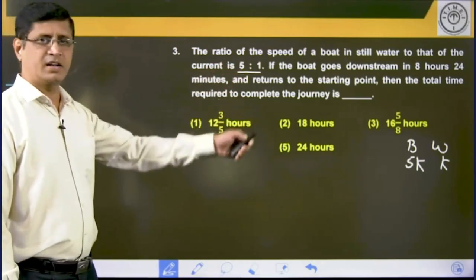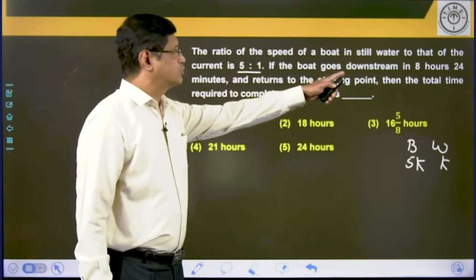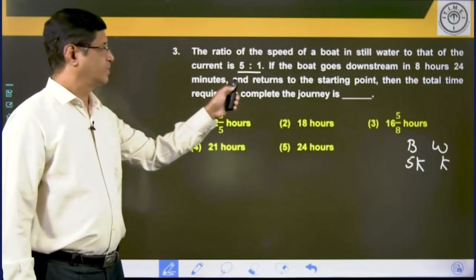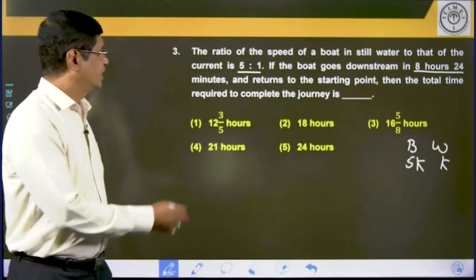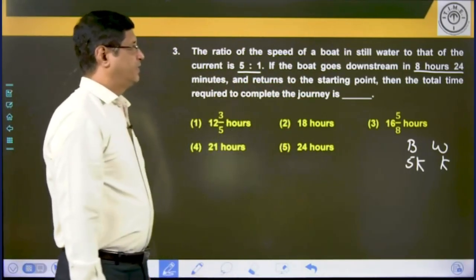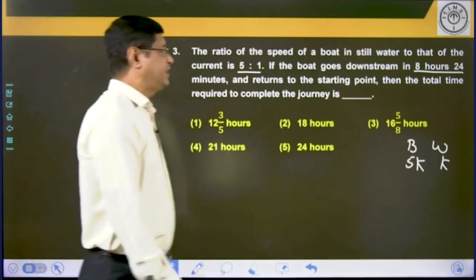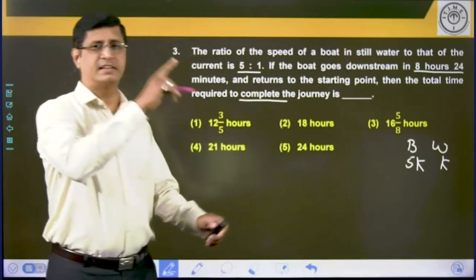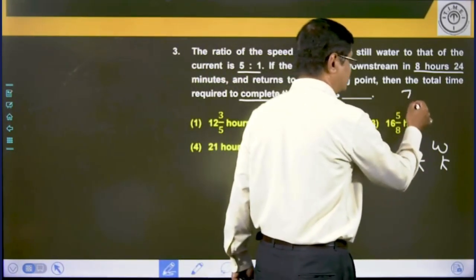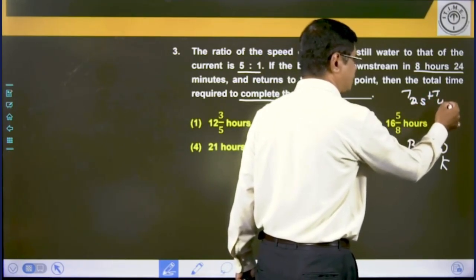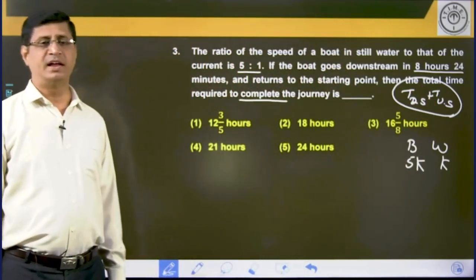So the speed of the boat in still water and the speed of the current. If the boat goes downstream in 8 hours 24 minutes and returns to the starting point, then the total time required to complete the journey is? Dear students, he is asking for the total time to complete the journey, meaning downstream and upstream. The time taken downstream and the time taken upstream, the sum of these two is to be found.